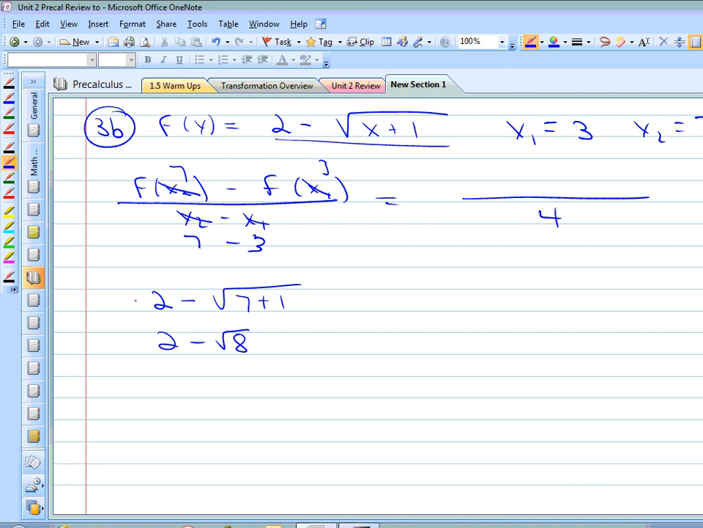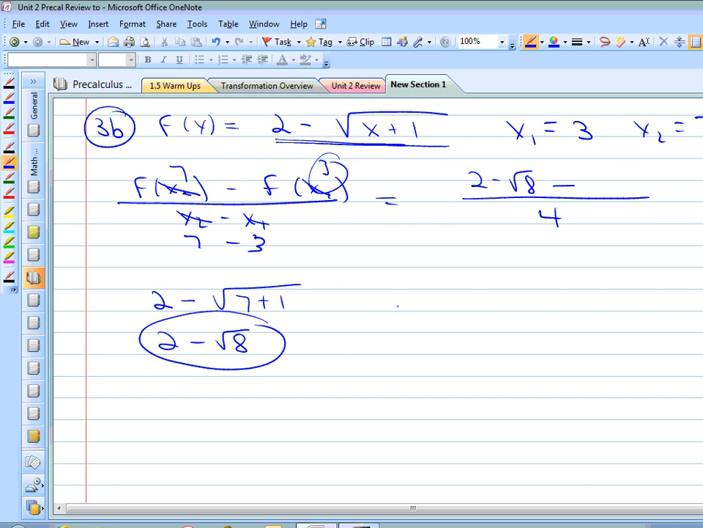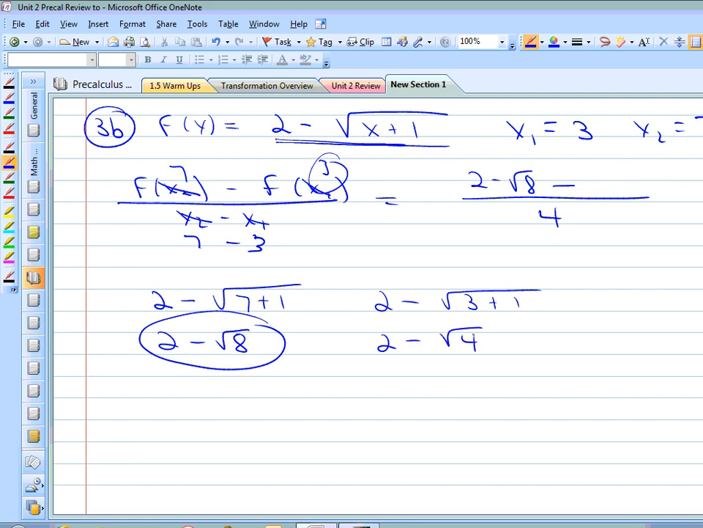And I'm going to let you leave it just like that. So I'm going to write 2 minus the square root of 8. And then I'm going to say minus f of 3. So I'm going to take the 3 and plug it into this equation. So I have 2 minus the square root of 3 plus 1, 2 minus the square root of 4. Oh, but look, the square root of 4 is 2. So 2 minus 2, that's 0. So I have 2 minus the square root of 8 minus 0.